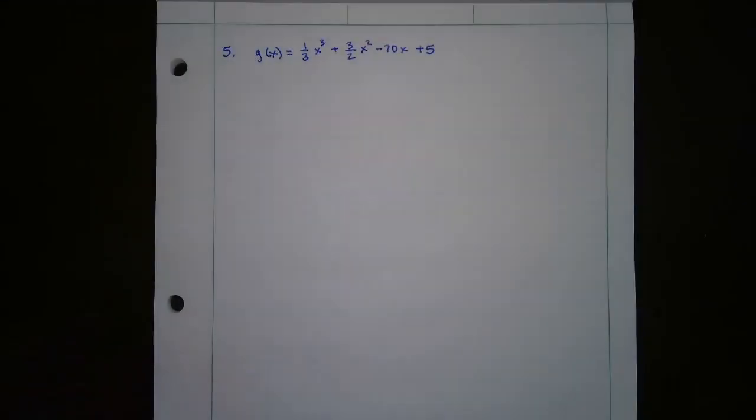All right, so let's go to number 5. All right, for number 5, they give you g of x is equal to 1/3 x cubed plus 3/2 x squared minus 70x plus 5.